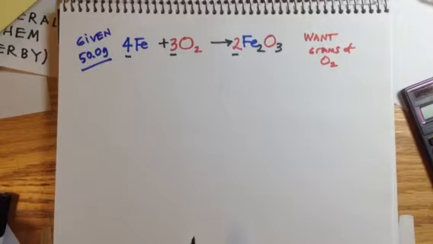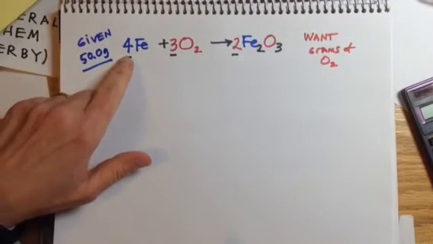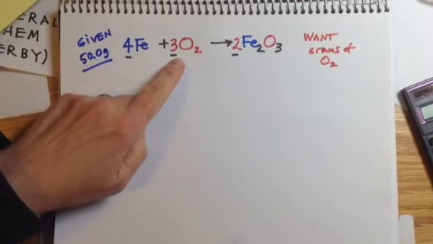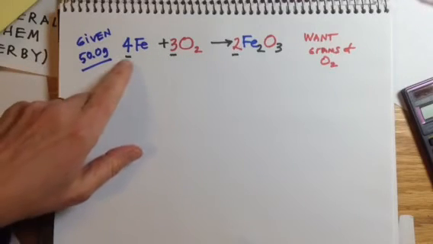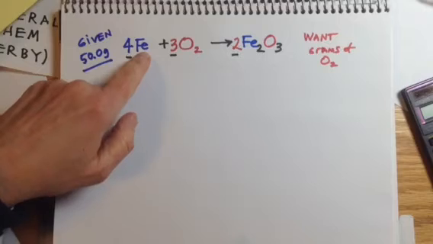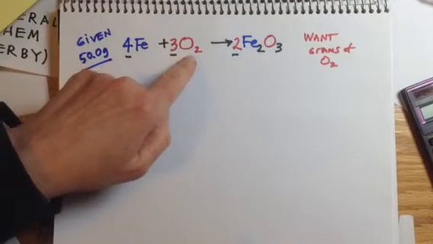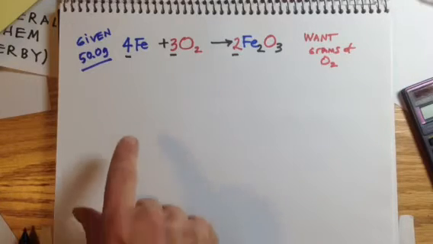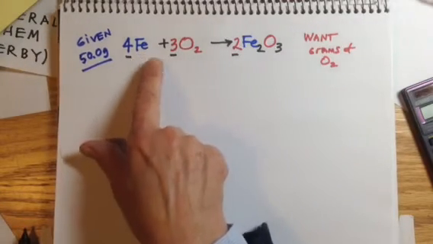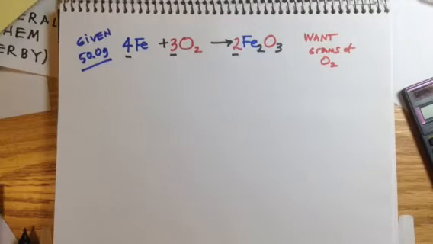Now, it would be great if we could just go 4 grams of iron to 3 grams of oxygen and use those coefficients, but you know we can't. We can't say 4 to 3 because iron atoms don't have the same mass as an oxygen molecule. So the only way that we can go between the iron that we have here and the oxygen over here is we can go through moles.